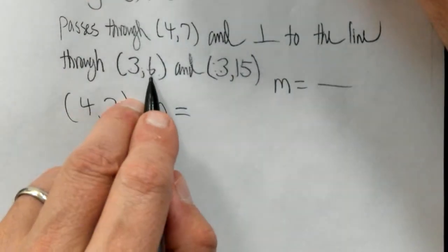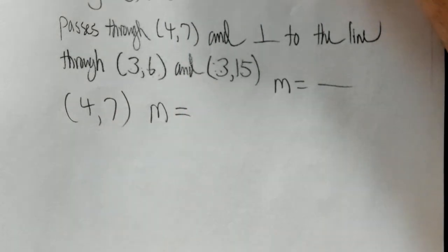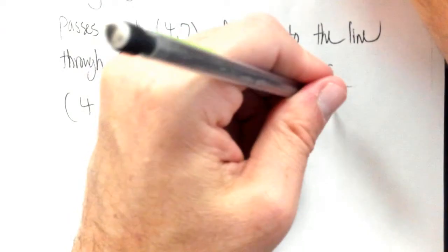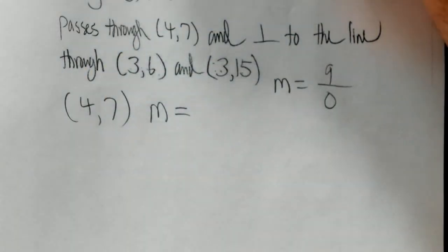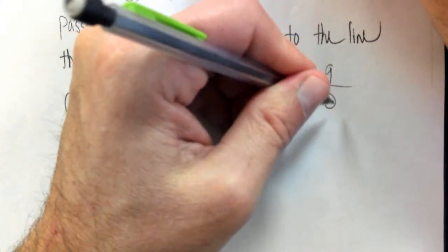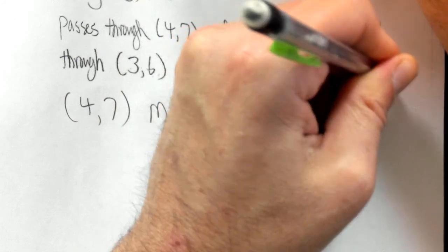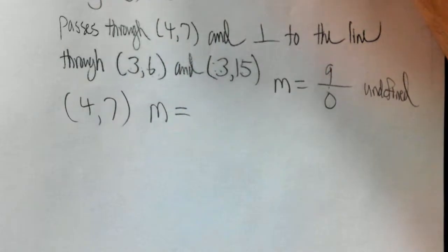My y's go from 6 to 15. And that's going up, right? It's going up by, let's see, from 6 to 15, it's going up by 9. And from 3 to 3, that's going up by 0. Now, here's the deal. 9 over 0, you can't divide by 0, so that's actually undefined.